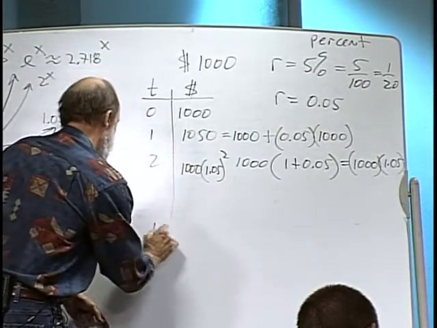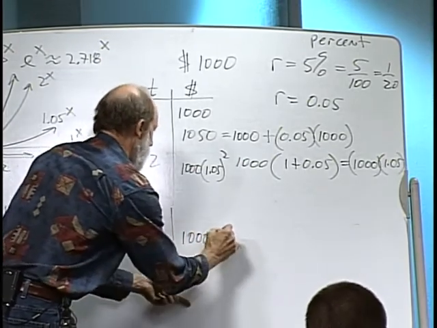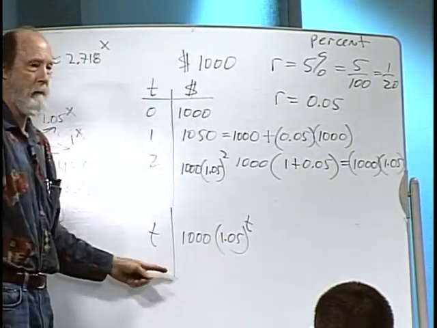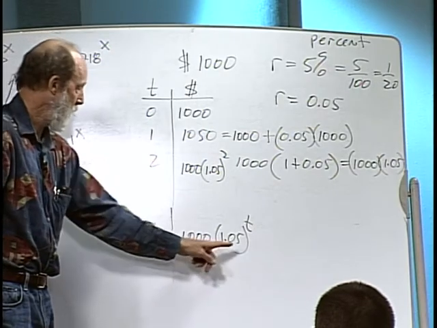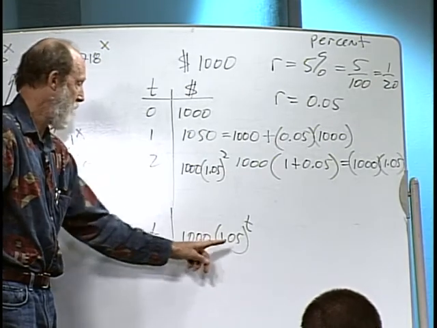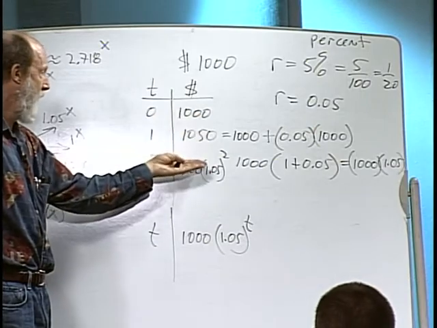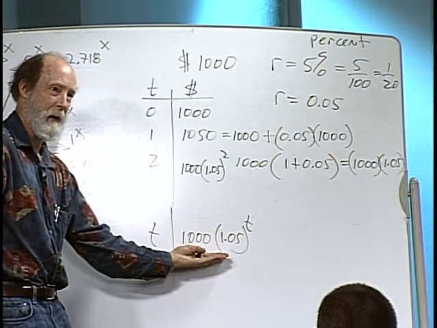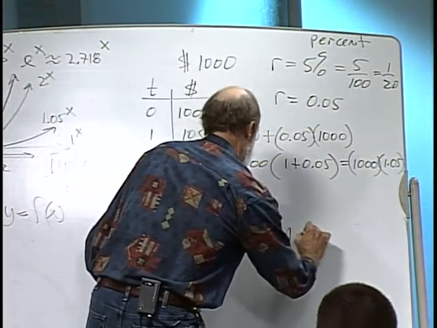So in T years, the amount of money in the investment is going to be 1,000 times 1.05 to the T. The future value, this is called. The future value with a simple 5% annual growth rate. Everybody okay on the math? Look at the arithmetic pattern, and then it creates this exponential expression.